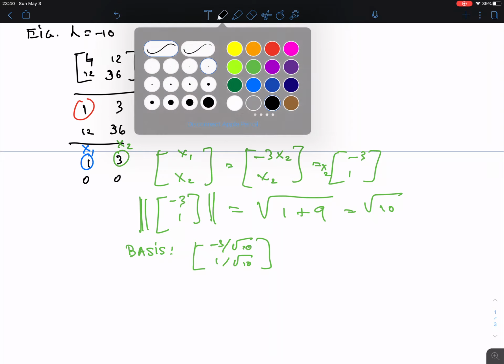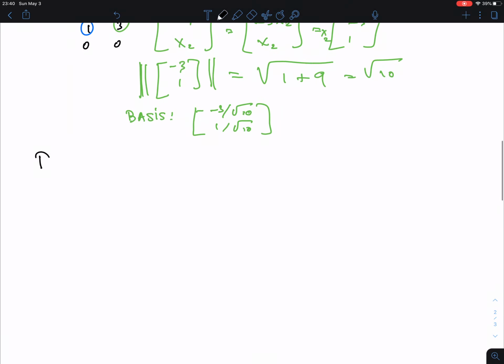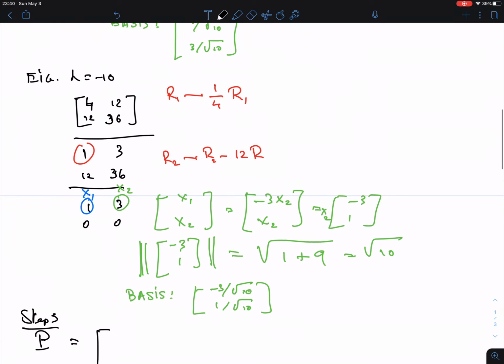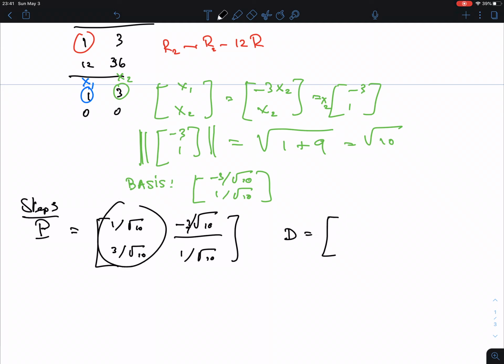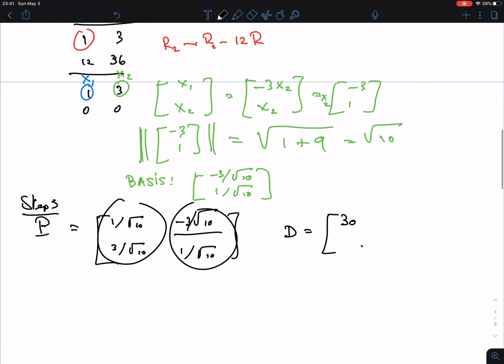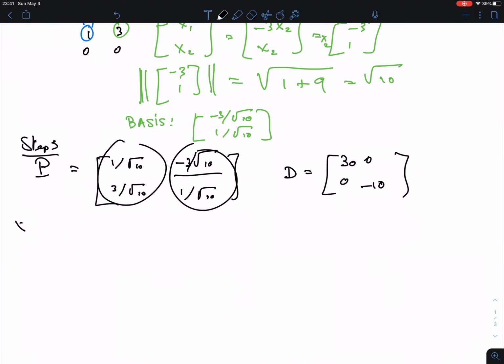Okay. So we can write down what P is. That's step 3. P is, we put these two guys in the matrix: 1 over radical 10, 3 over radical 10, minus 3 over radical 10, and 1 over radical 10. Okie dokie. And then what is D? Well, this guy corresponds to 30, and this guy corresponds to negative 10. So this will be my D. And this is all I wanted for the main question.